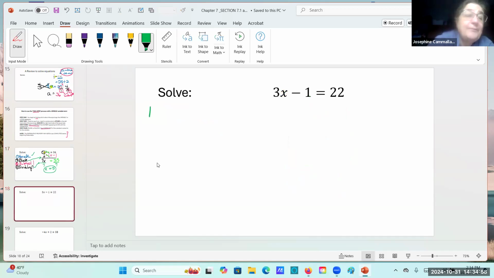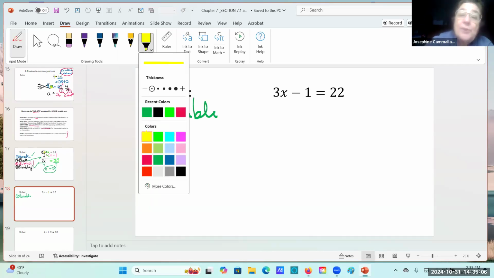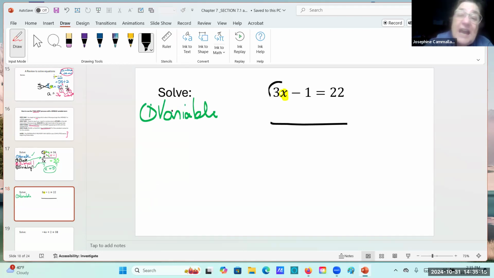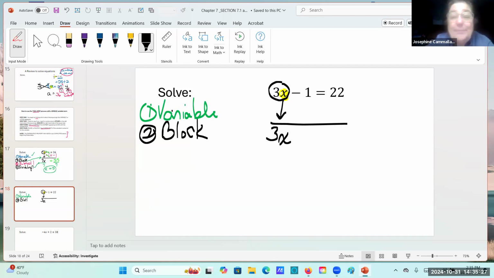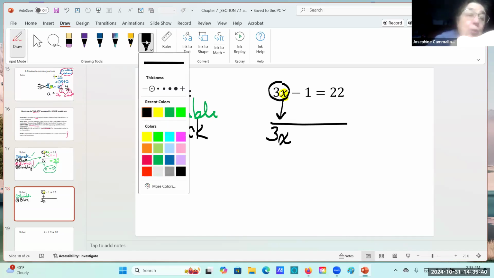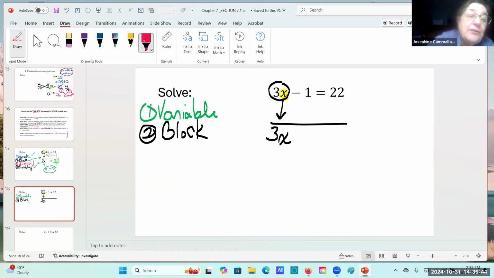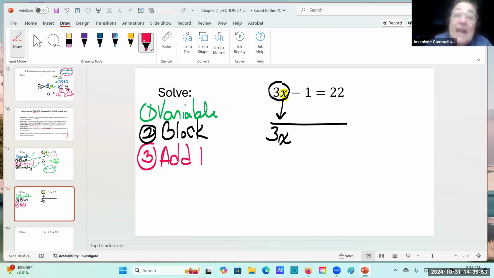Let's try this one. Variable. Well, the variable is right here. I'm then going to bring this entire term down here. This is 3x. Okay. So we're working with what we call the block method. I like block better than what we call horizontal because you can see what you're doing and you make nice, neat columns. Now, this time we are subtracting 1 from 3x. So therefore, this time we are going to add 1 to both sides. I'm adding 1 here. I'm adding 1 here.